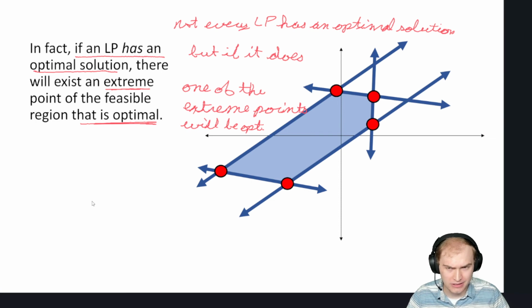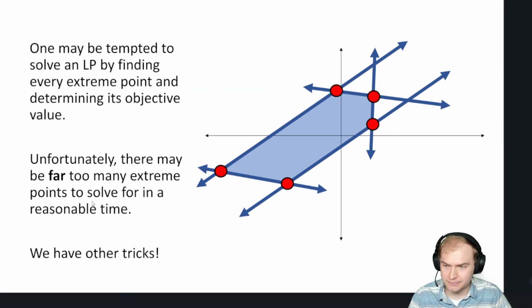We know that we only need to look at extreme points, but we still need to figure out a way to be clever about which extreme points we look at. Finding out that trick is going to be the next arc of this class. How do we navigate our extreme points cleverly?